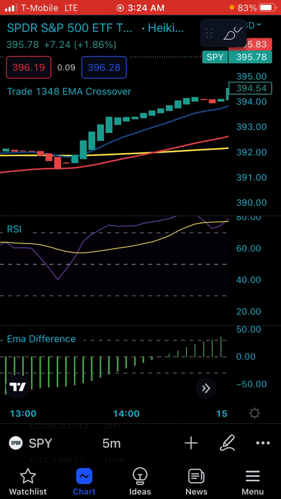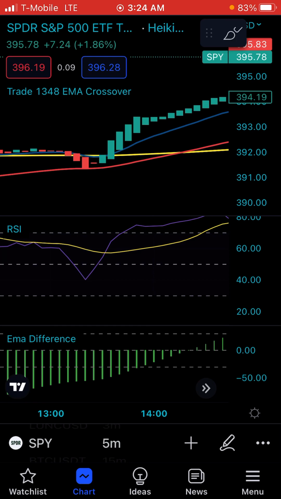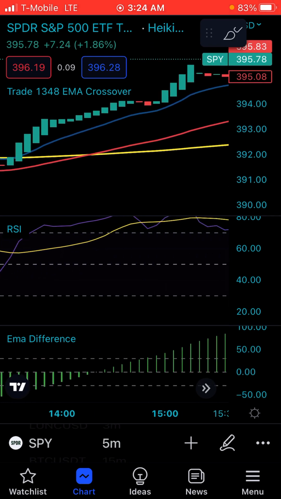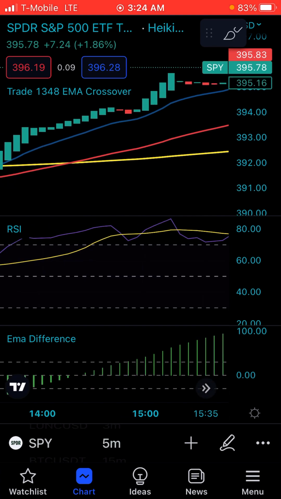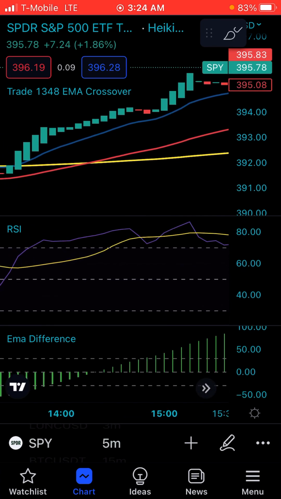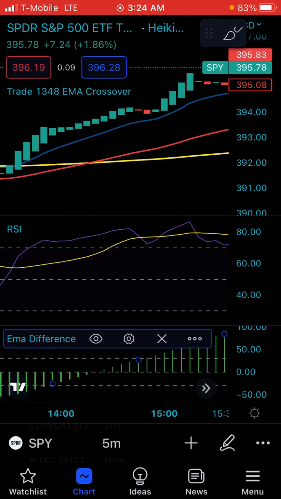Now, if you want to learn about the 1348 strategy, you basically have to have your EMAs set to 13, 48, and then also 200. That's what all three of these lines are. And it's also helpful to have your RSI and your MACD. But the add-on that I put here is the EMA difference.